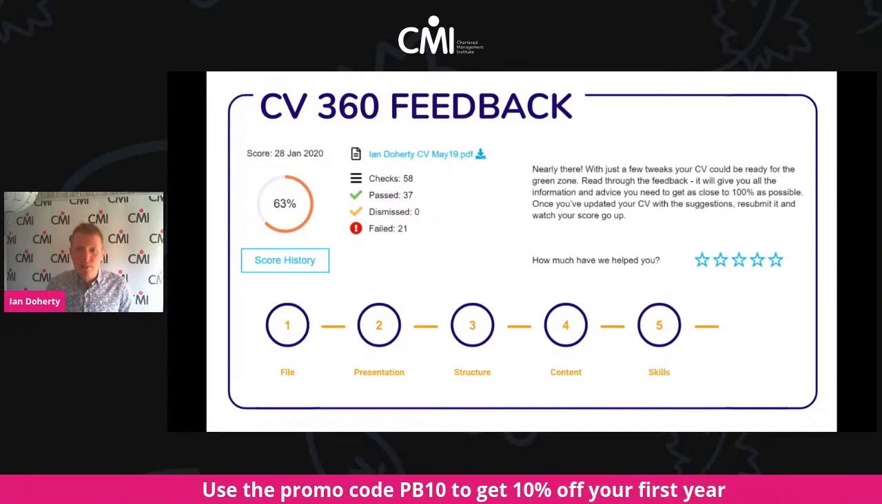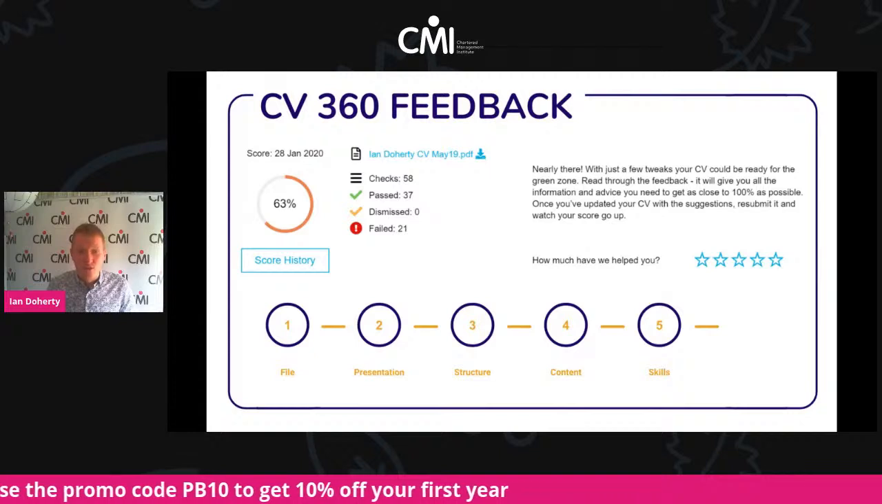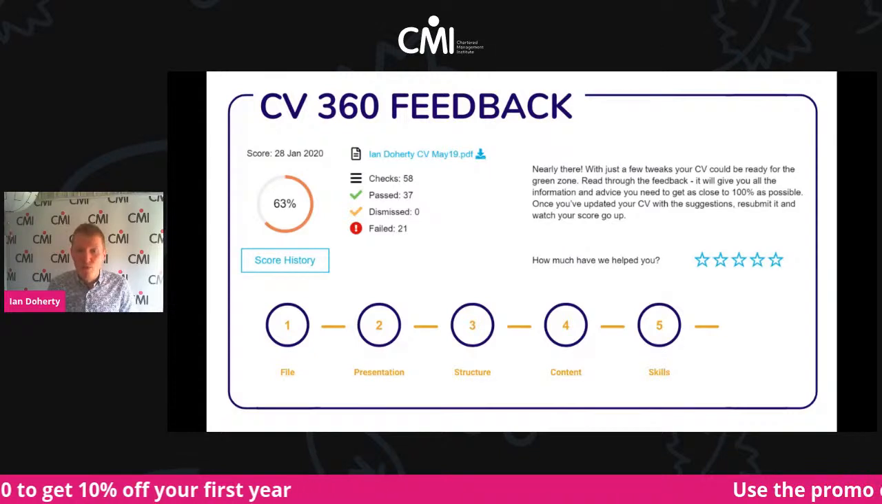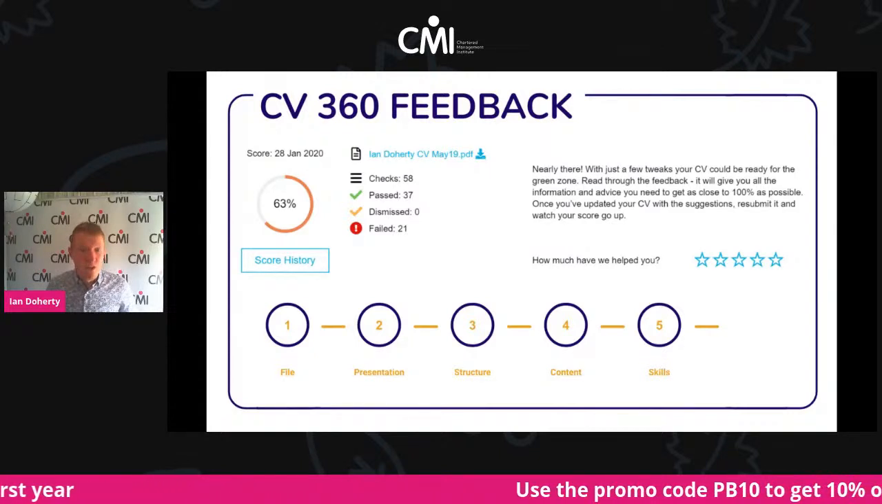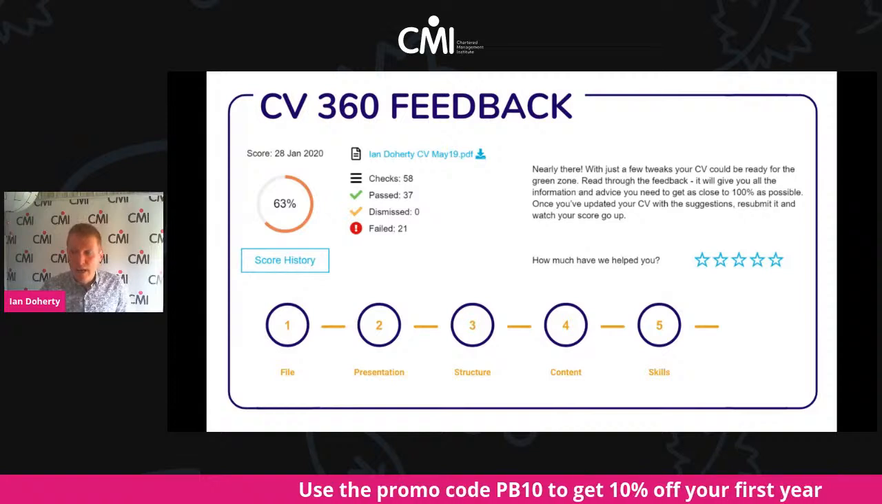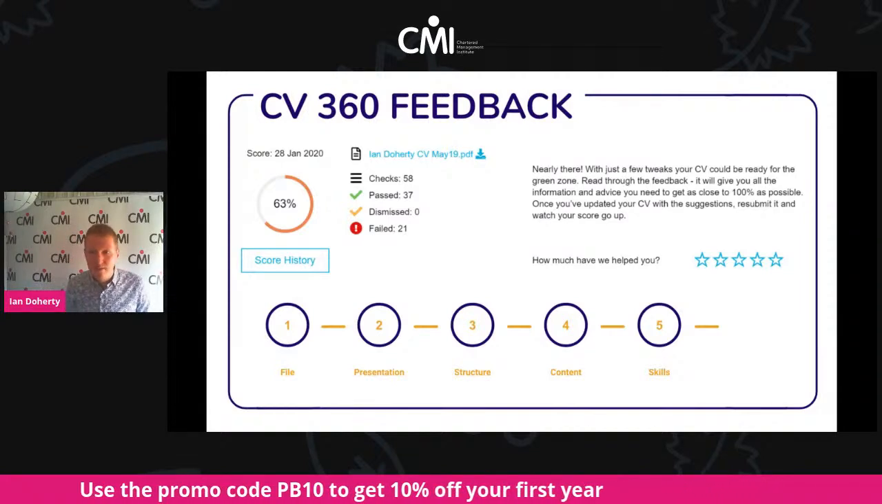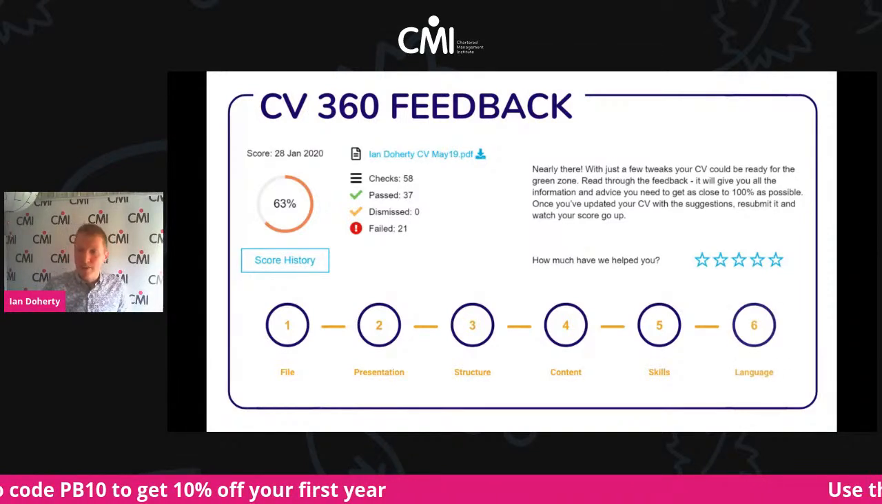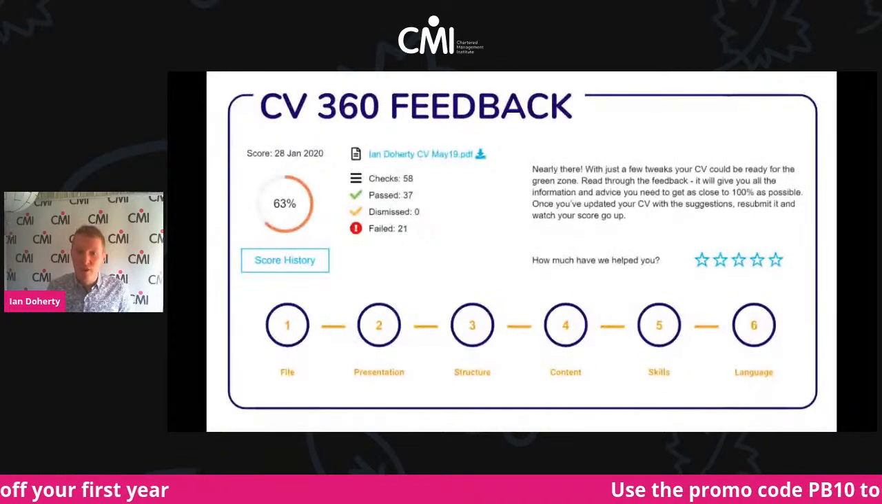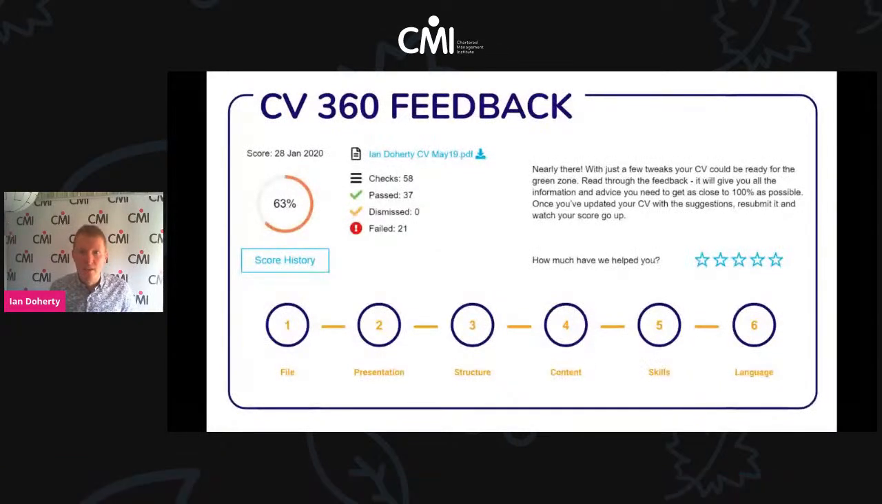The next area is around skills. So have you demonstrated you've got a range of skills that are relevant to a specific job? Have you referenced you've got employability skills as well? So what are your interpersonal skills like? And the final area, which you'd probably expect, is language. So it looks at your spelling, it looks at your grammar, sentence structure, and interestingly, how long it actually takes to read your CV, which is a really interesting point.